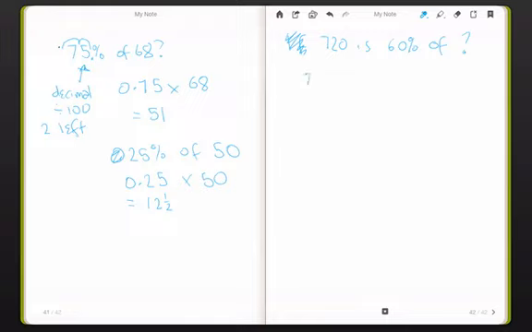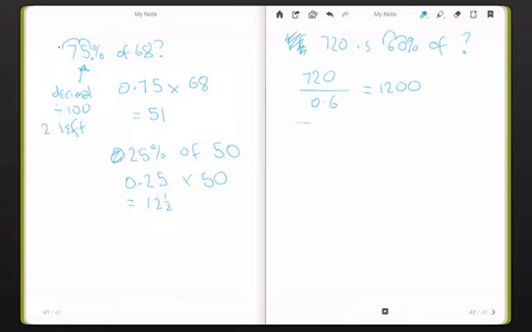Before we did times, this time we're going to do divide. So all we're going to do is 720 divide 60%, but like before, we need to turn this into a decimal. So 60%, 0.6, because we're going to move the decimal point 2 places to the left. Okay, so we've got 720 divided by 0.6, and that equals 1200. So 720 is 60% of 1200. All right, so this one's pretty much the same as the other one, except the other one you do times, this one you do divide.